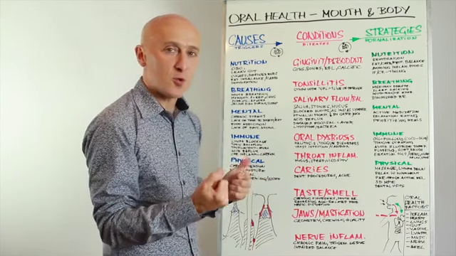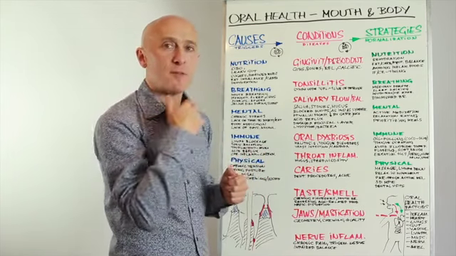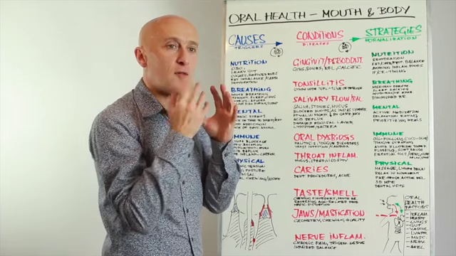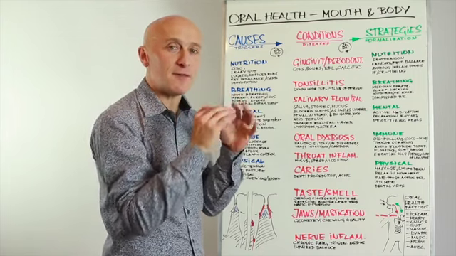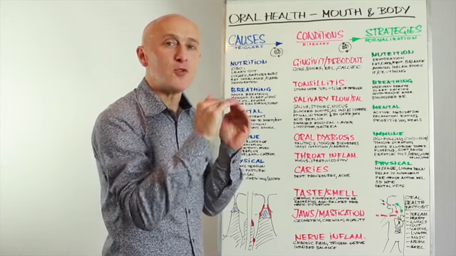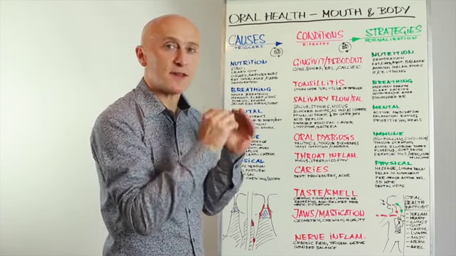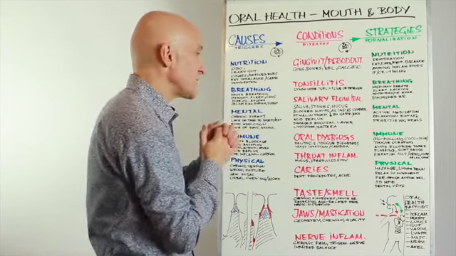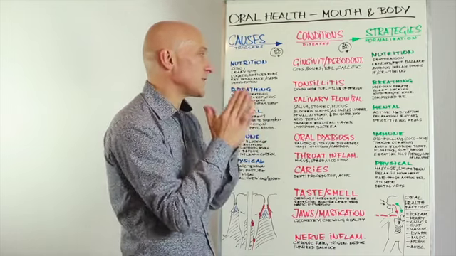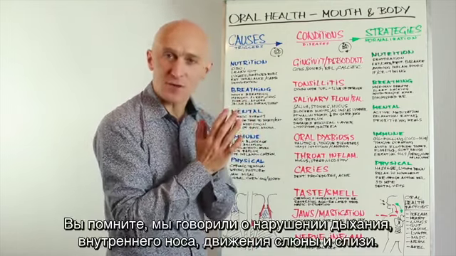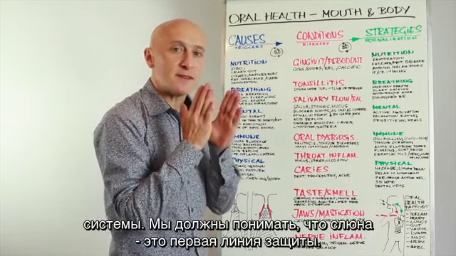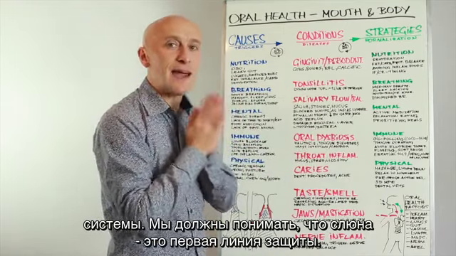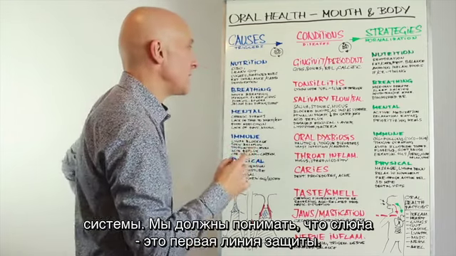You remember we've been talking about that when we talked about impairment of breathing, the internal nose, how the saliva and mucus move. The mucus has speed and viscosity, and we've been talking about that as the first line of defense of the immune system. So saliva, that is the first line of defense. You have to understand it.